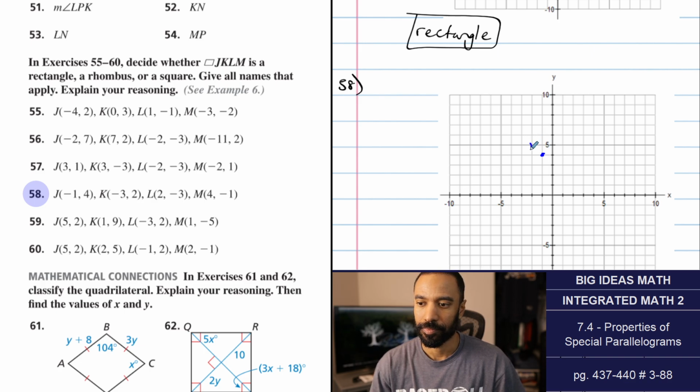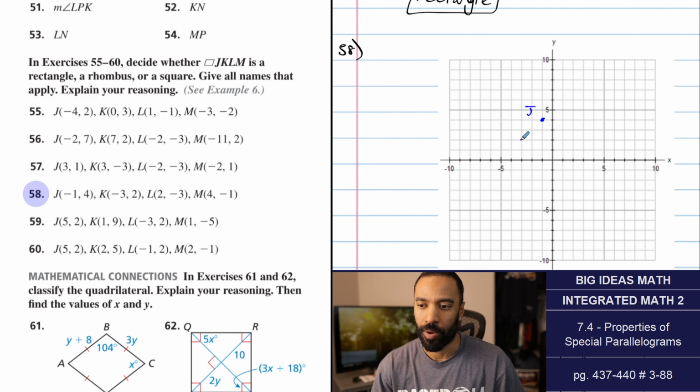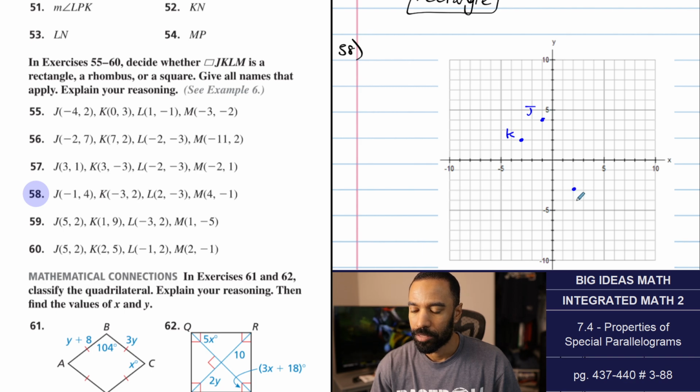J. K. Now, I'm still intent on doing what I want to do using the sides. I want to do it on this problem here. L. M.